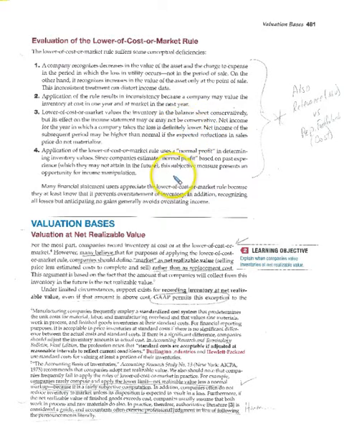And number 4, application of the lower cost of market rule uses a normal profit in determining inventory values. Since companies estimate normal profit based on past experiences, this can be subjective. So it's a subjective measure, and anything that's subjective can be susceptible to income manipulation.